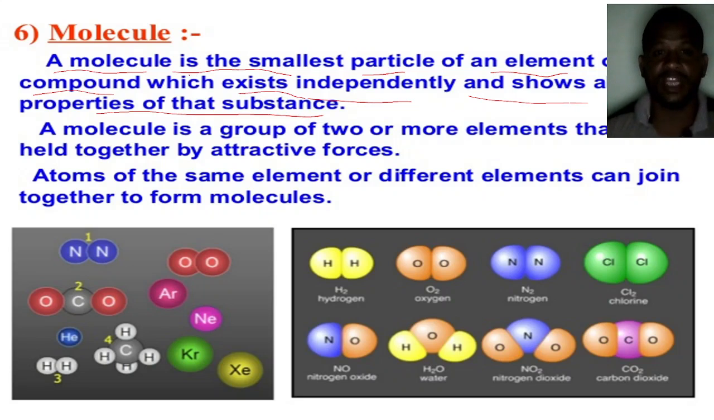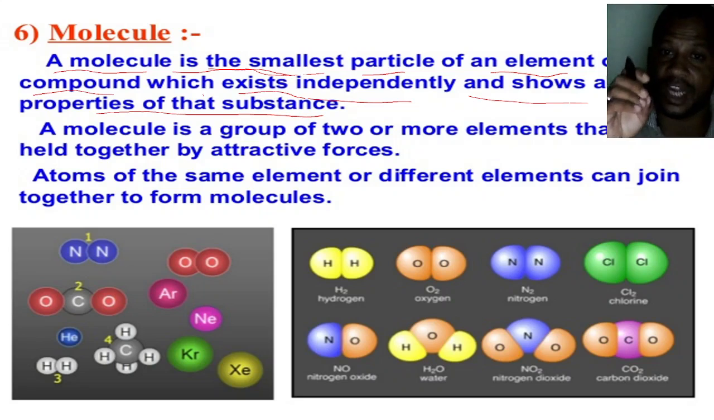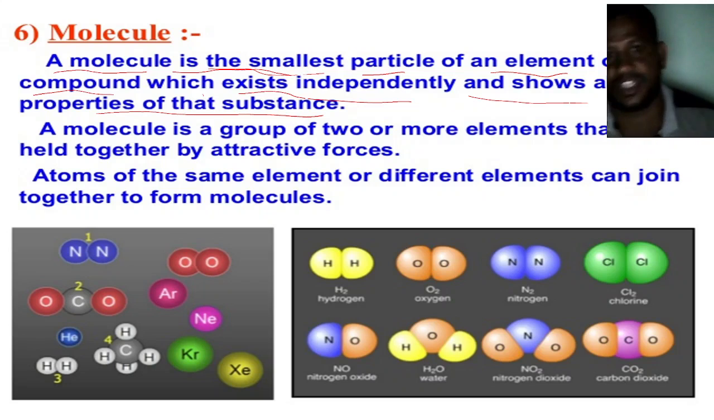A molecule is the smallest particle of an element. Look here. First one is the atom, second one is the molecule. Right? The molecule is the smallest particle present in an element or in a compound which exists independently. It totally exists independently. We can see the molecules of water in the form of vapors.